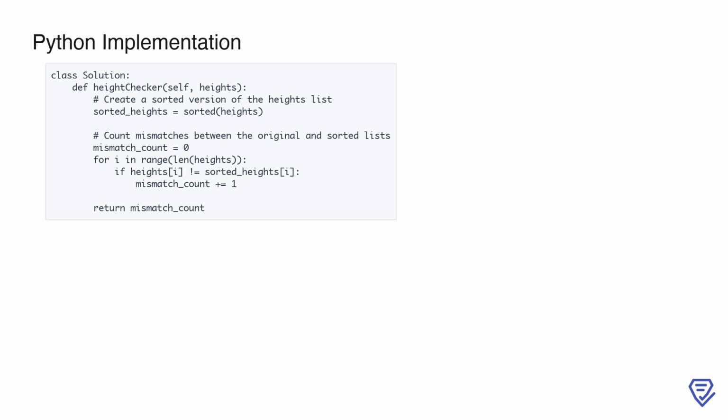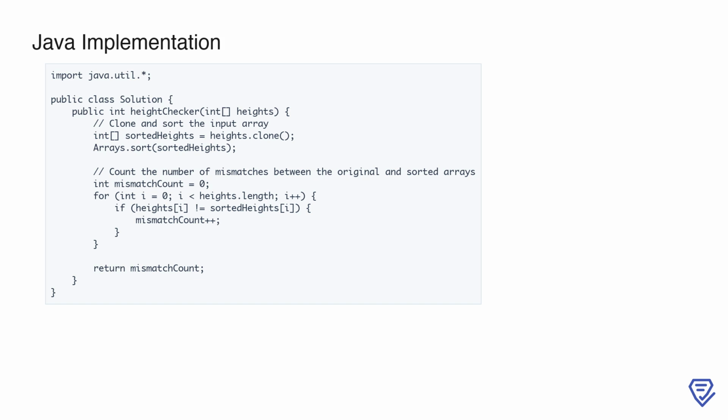The algorithm is efficient and operates in O(n log n) due to the sorting step, with the comparison loop running in O(n). This ensures the solution is optimal for the given problem constraints. This is the Java implementation of the Height Checker problem, number 1051, from LeetCode. The logic mirrors the Python solution.